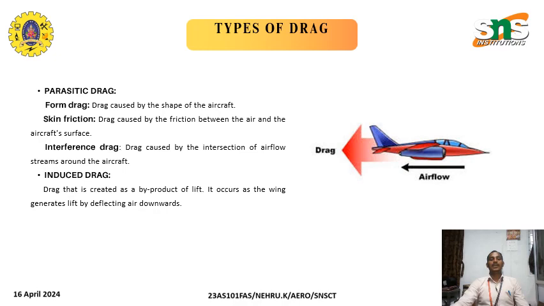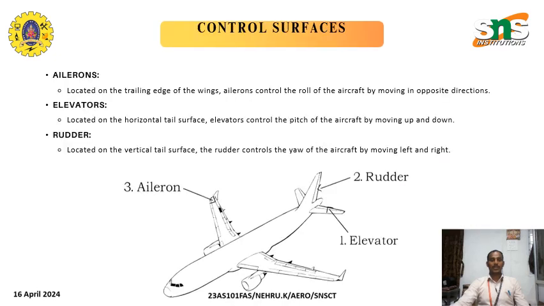Let us discuss the types of drag. We have parasite drag, form drag, skin friction drag, interference drag, and induced drag. In parasite drag, we have two things: form drag and skin friction drag. Form drag is caused by the shape of the aircraft. Skin friction drag is caused by friction between the air and the surface. Interference drag is caused by the intersection of airflow streaming around the entire aircraft, like the wing, fuselage and empennage. Induced drag is caused by producing lift. It occurs in the wing, generated by deflecting air downwards.